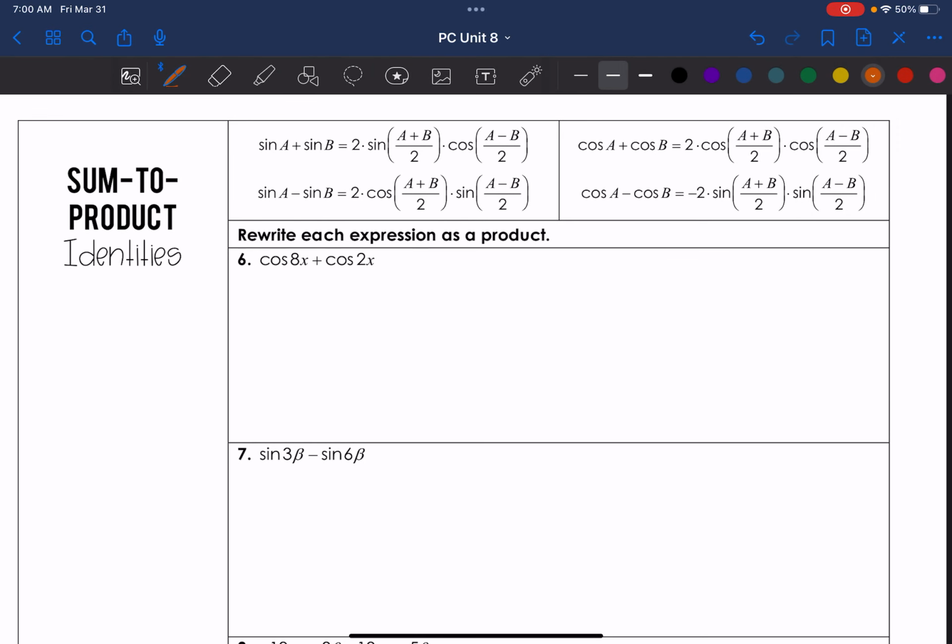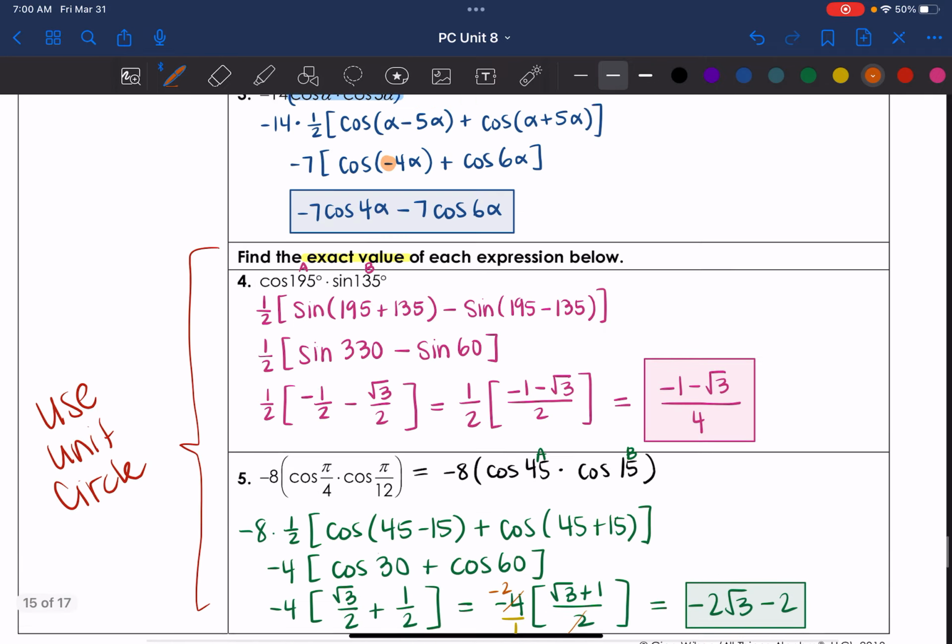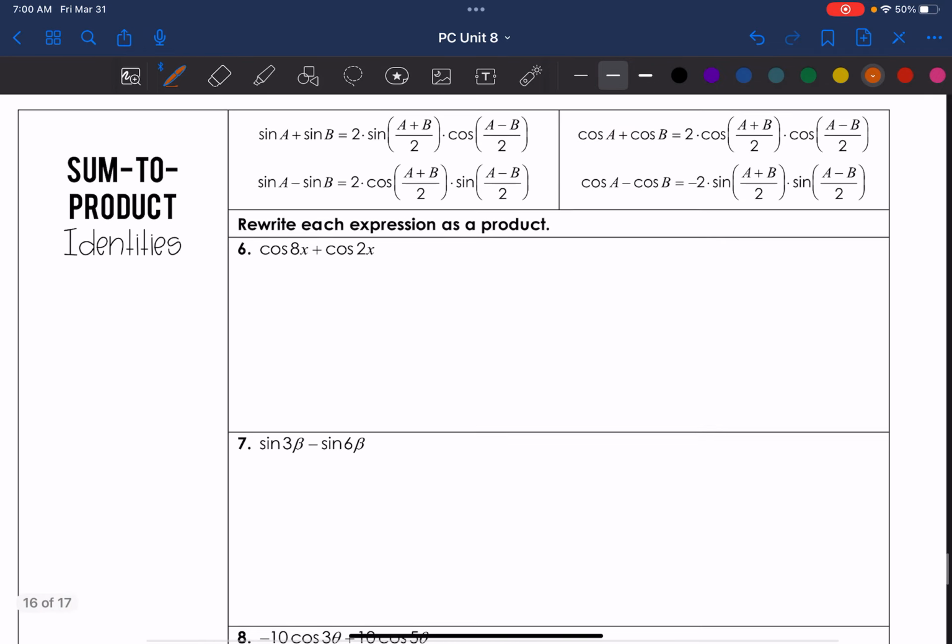Hey guys, today we're going to do sum to product identities. This is just the back of the note sheet that we did yesterday, so it's going in the reverse order. Starting with a sum, changing it into a product. If you look at these identities, we have sine plus sine, sine minus sine, cosine plus cosine, cosine minus cosine. You want to change it into a product, meaning there would not be any more plus or minus signs. We would simplify that, and it would all just be multiplication.